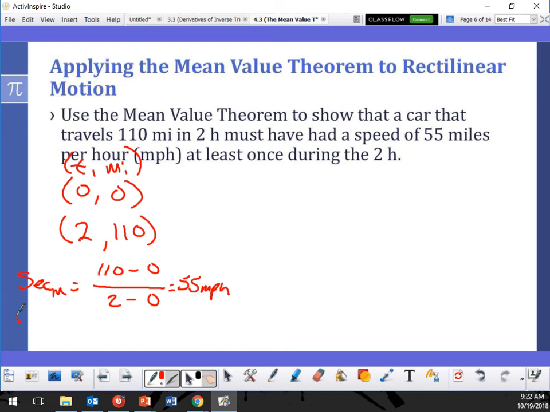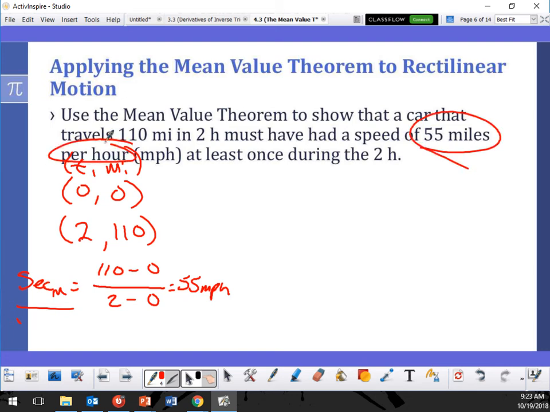So we have that much information. Now we have to keep going with it. From here, I know that I'm going to have this right here. Do I have a function for this? No, I don't have a function for it, do I? I just have points. So by proving with my secant here, using the mean value theorem, it's going to be 55 miles per hour somewhere in there. That's why we are verifying this per hour.